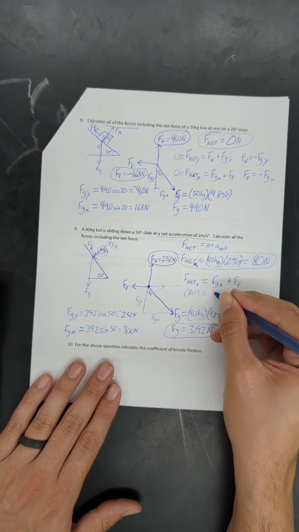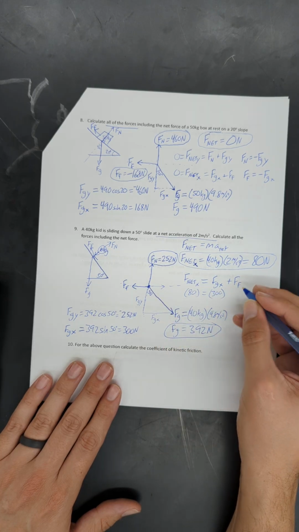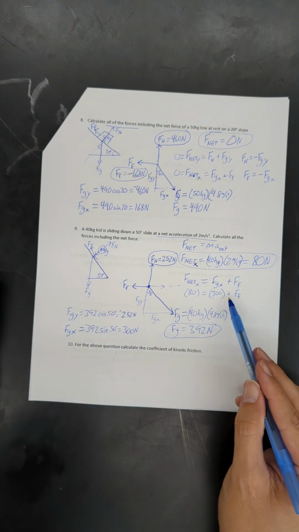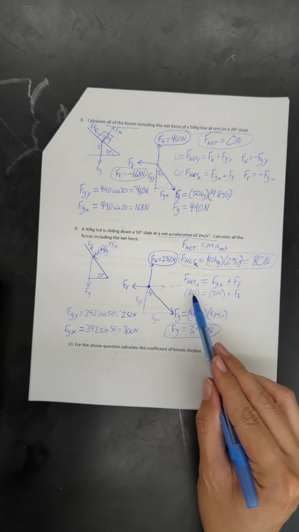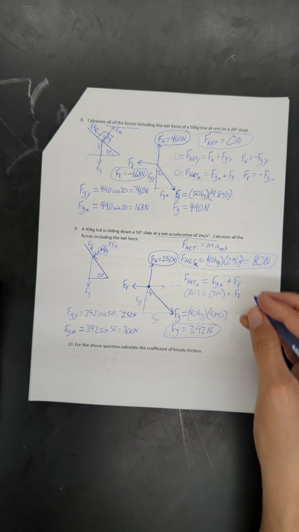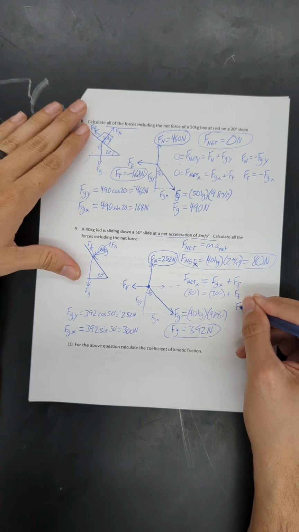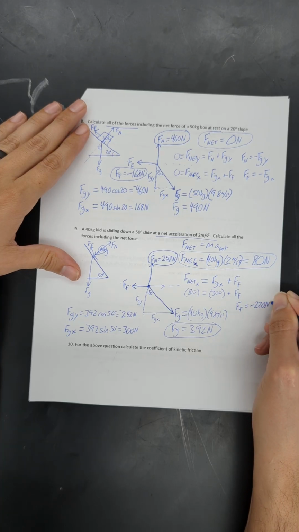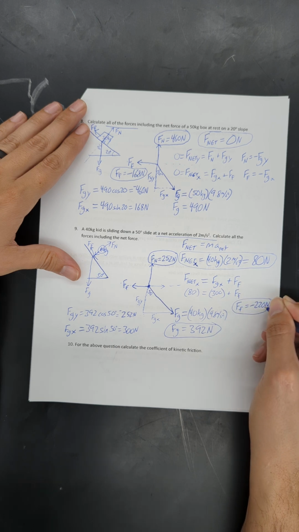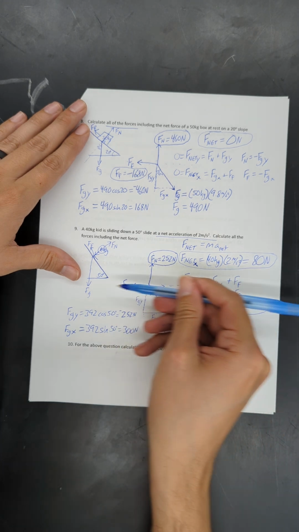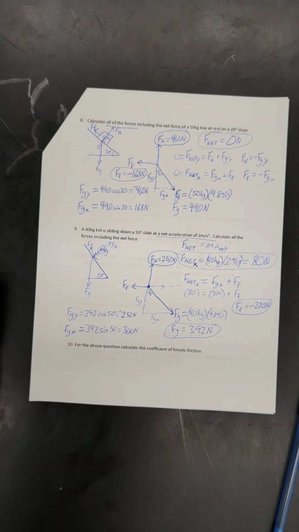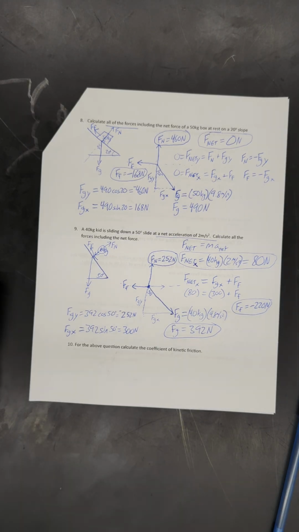My X for my gravity is 300, which means in order for 300 plus my force of friction to equal 80, I subtract 300 from both sides, and I get my force of friction is negative 220 newtons. Or we could think of it as 220 newtons in the negative direction. And look at that, we got it.